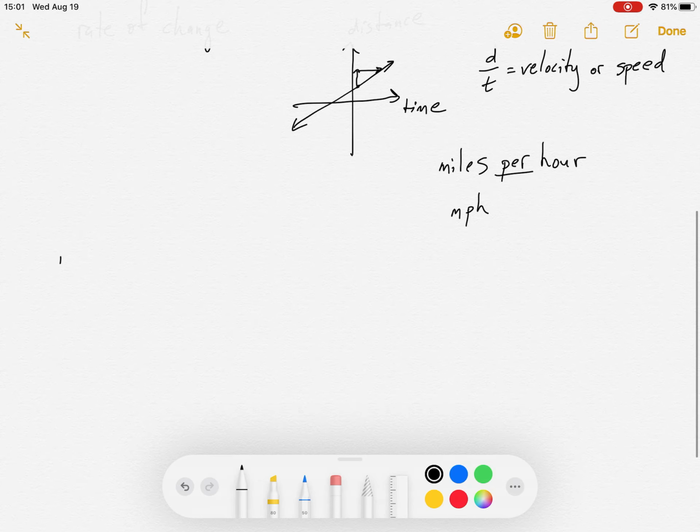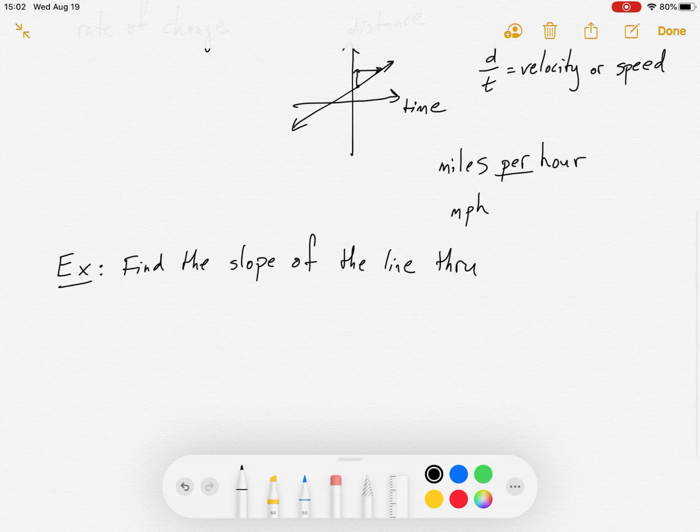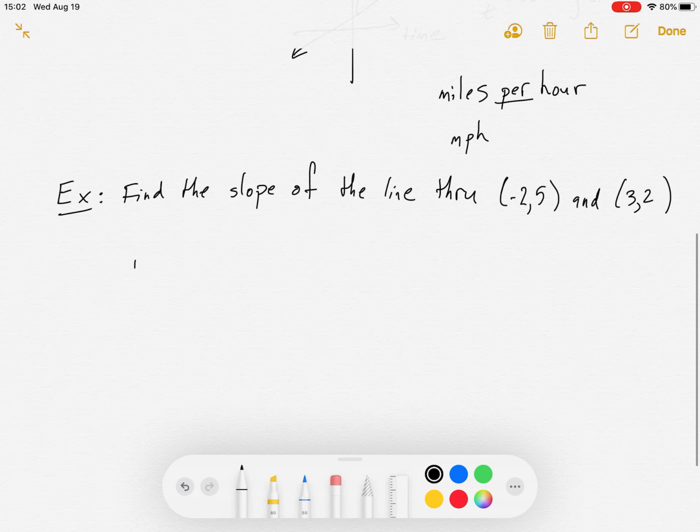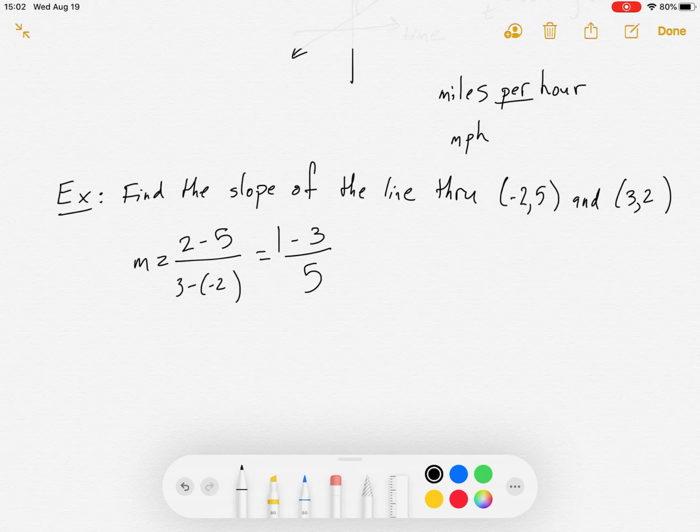Let's say I was given 2 points, find the slope of the line that passes through, let's just do (-2, 5), and we'll just do (3, 2). Okay, so I'd say my slope is 2 minus 5 over 3 minus -2. It looks to me like that's going to be -3 over 5. And so there is the slope for that one.